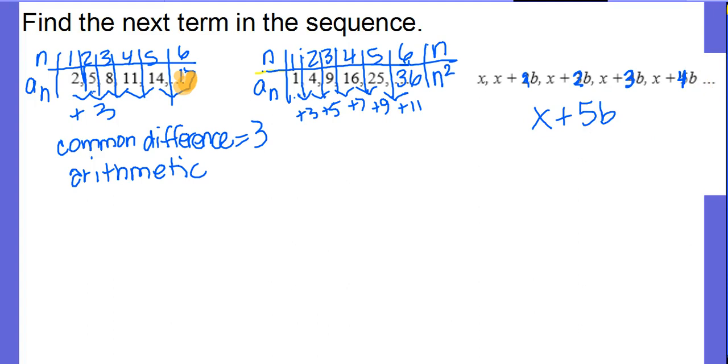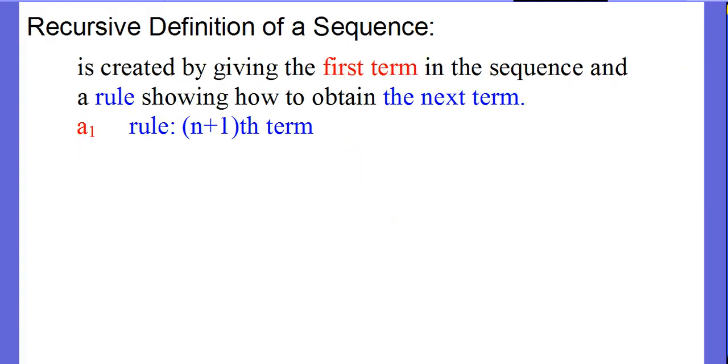Okay, so the first one was a common difference. By the way, it was arithmetic. The next one was a geometric sequence. We'll talk about that. I'll teach you that one on Monday. Right, we're moving on.